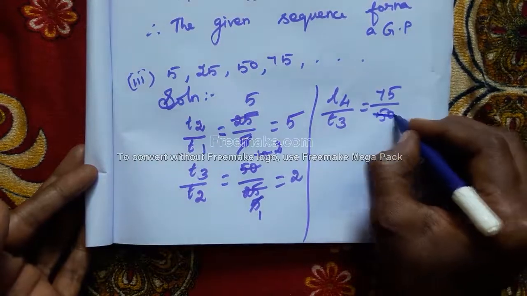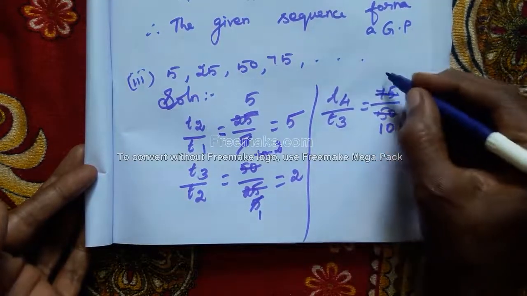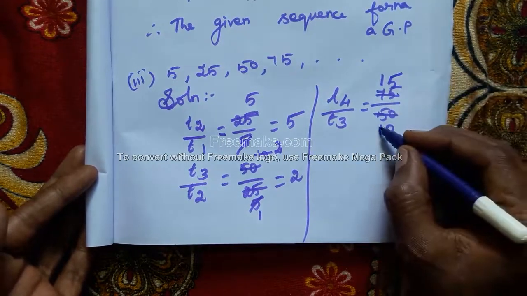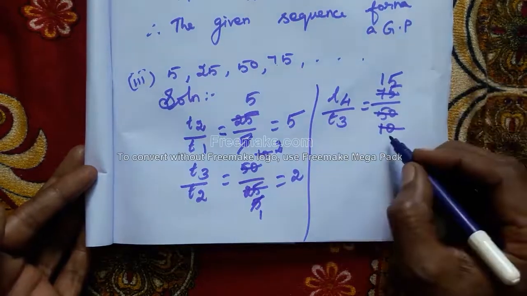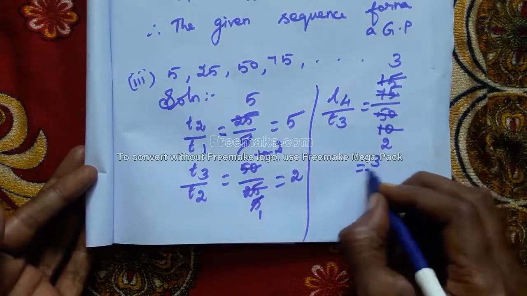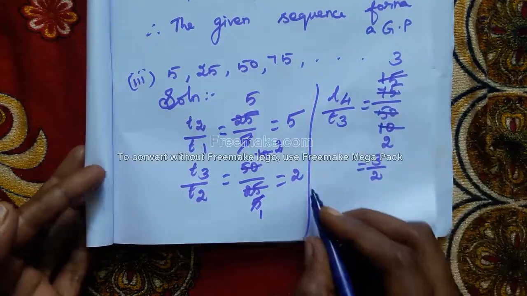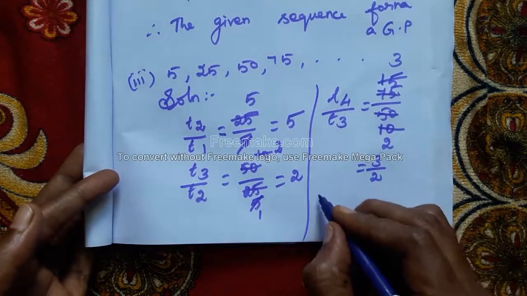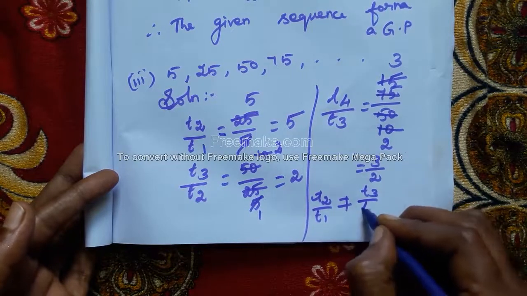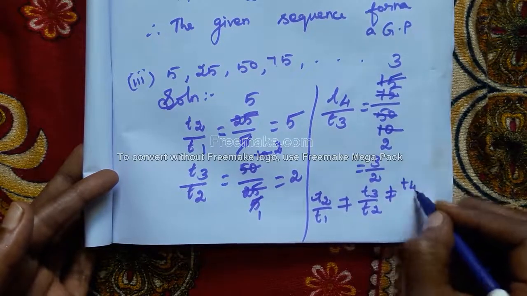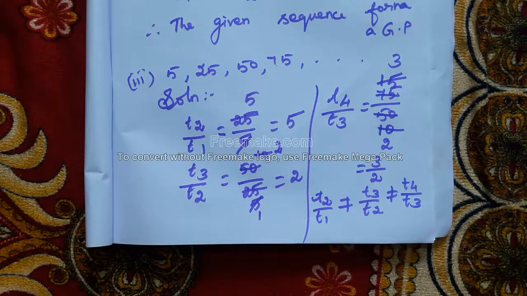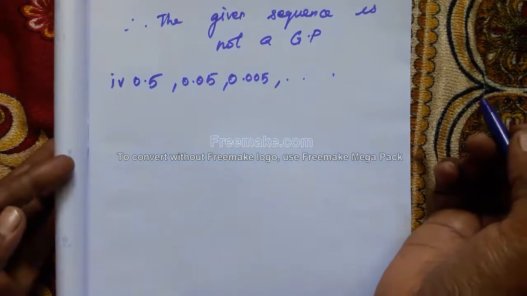We can cancel by the 5 table. 15 is 5 threes, and 50 is 5 tens. Again we can cancel by 5: 2 fives are 10, 3 fives are 15, so it is equal to 3 by 2. Here, is it equal? Not equal. T2 by T1 is not equal to T3 by T2, which is not equal to T4 by T3. Therefore, the given sequence is not a GP.